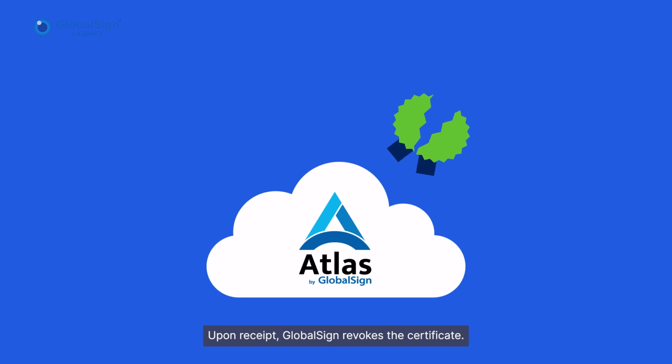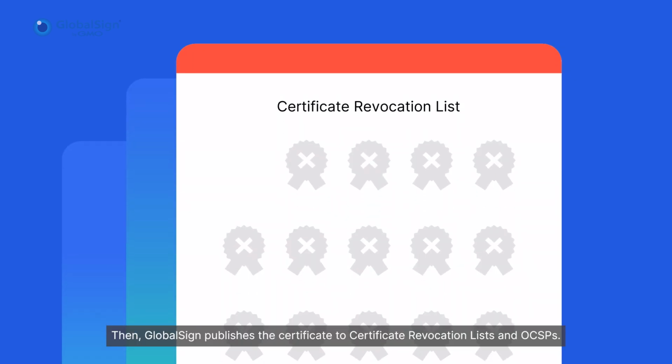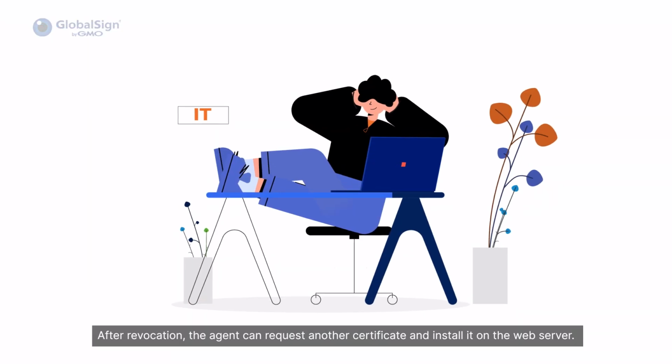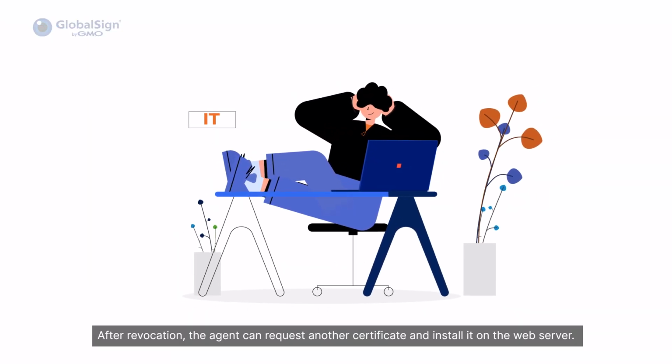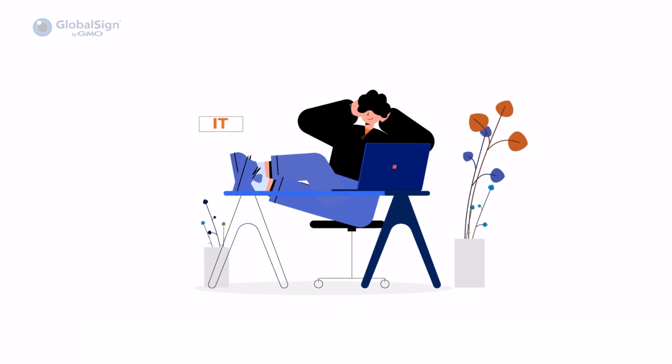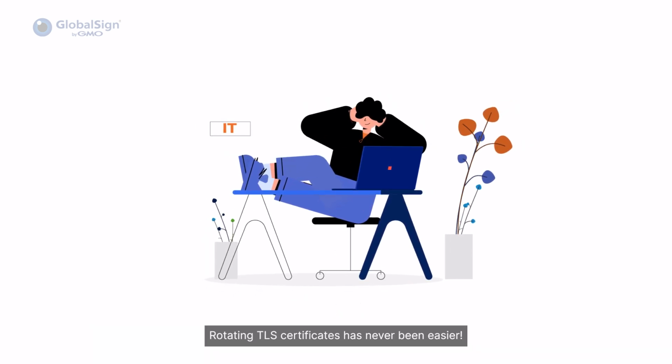Upon receipt, GlobalSign revokes the certificate. Then, GlobalSign publishes the certificate to certificate revocation lists and OCSPs. And that's it! After revocation, the agent can request another certificate and install it on the web server. Rotating TLS certificates has never been easier.